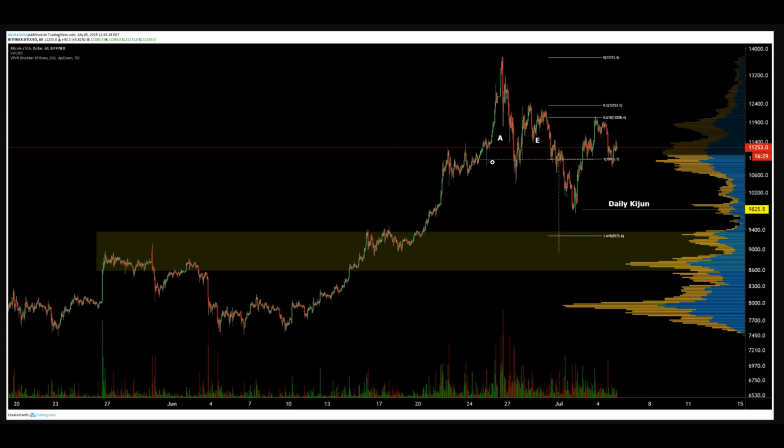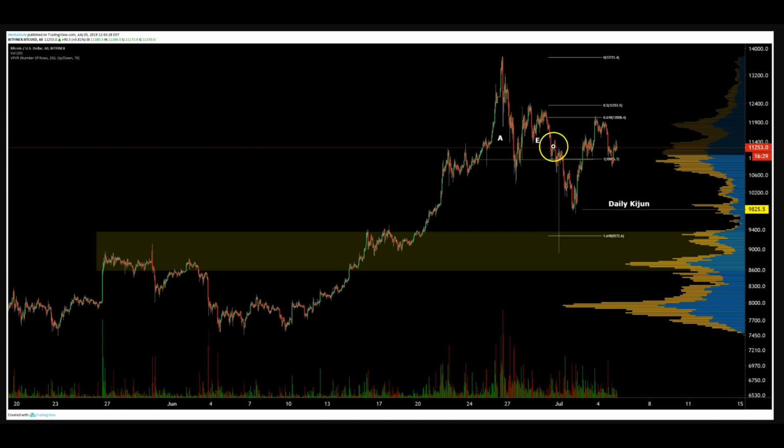In crypto, almost never is the Adam and Eve equal height or depth. It just doesn't happen. So it's difficult to measure what you expect. Do you measure from the Eve or from the apex of the Adam? You can do both and split the difference.